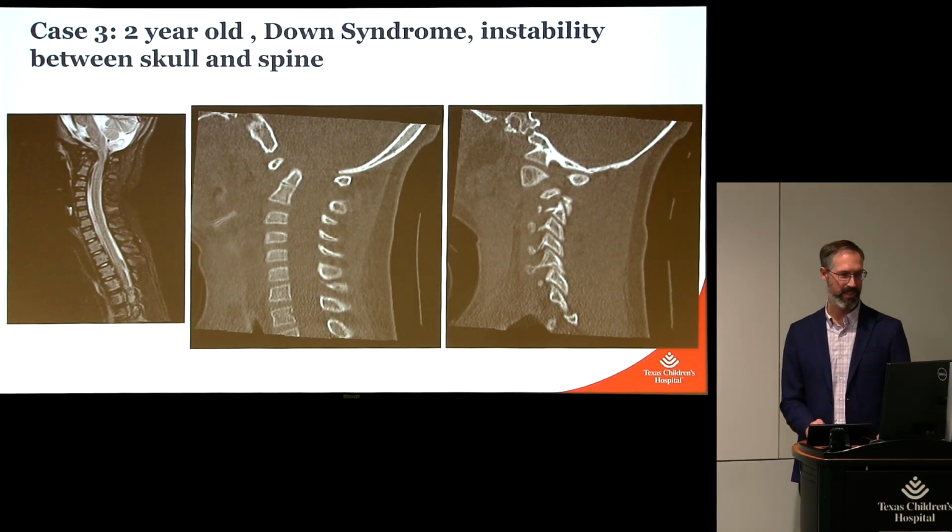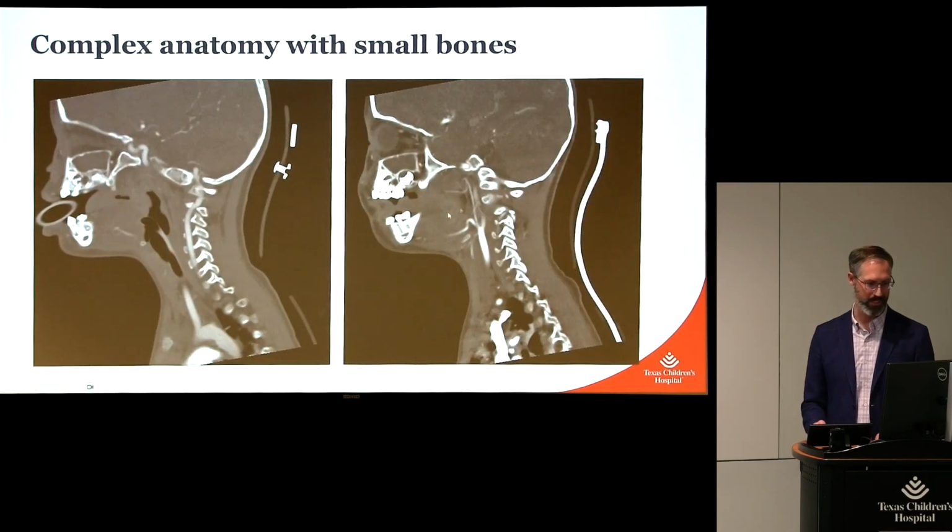And finally, I'll show another case. This is a patient with Down syndrome and had small Chiari with instability. And you can see that really the main problem is the top of the spine is pushing into the spinal cord. And you can see how there's a gap here, and the spinal cord is coming down in this location. And the bones were very small. Again, this is a 2-year-old patient.